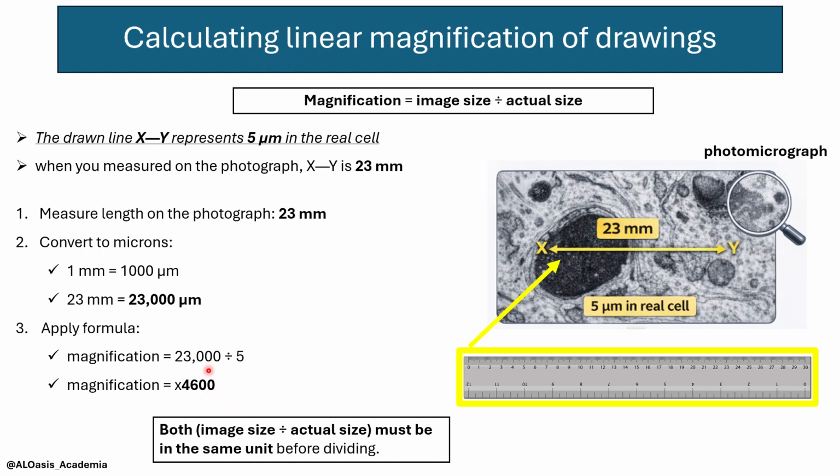I think one of the most common traps and mistakes that students make is that when they are making this division, they forget to convert the units. Always make sure that the units for the image size and the actual size are the same. Otherwise, the whole calculation will be wrong.